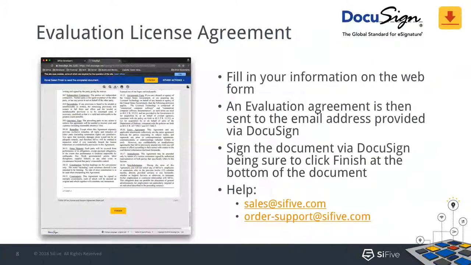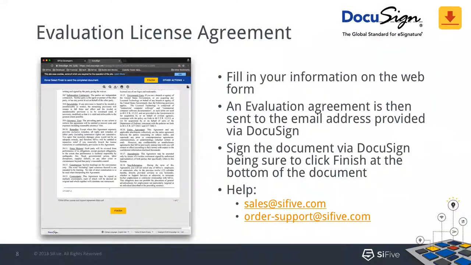In order to obtain the evaluations, there is an evaluation license agreement. The agreements are signed in a seamless DocuSign process. The first step in that is filling out your information in the web form on the SiFive website. And then an evaluation agreement is sent to the email address you provided. Signing of the agreements is done completely in the DocuSign environment in the web browser. And once finished, I do want to point out there is a yellow finish box at the bottom of the agreement that you click, and the signed agreements are sent back to SiFive.